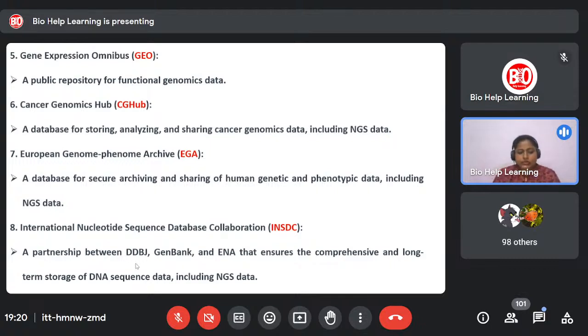So these are the most important eight repositories where you can retrieve all your NGS data or microarray data or any FASTA file, sequence file, based on your interest. What you have to do is just go to the homepage of the database, search the term whichever you want, and you will get the list of it. Filter it out and retrieve the NGS or any interesting data related to genomics from there.